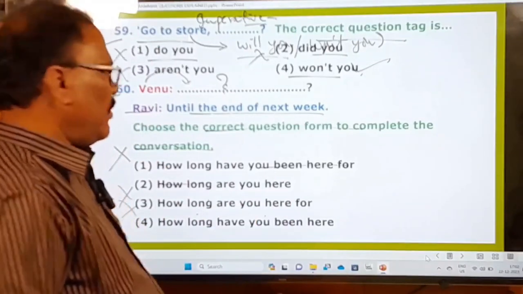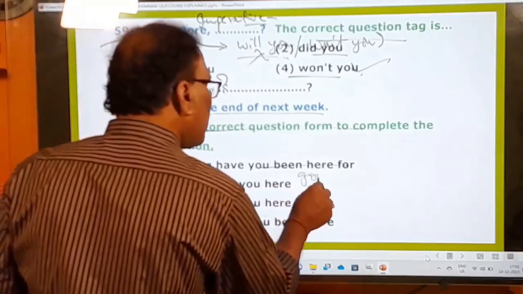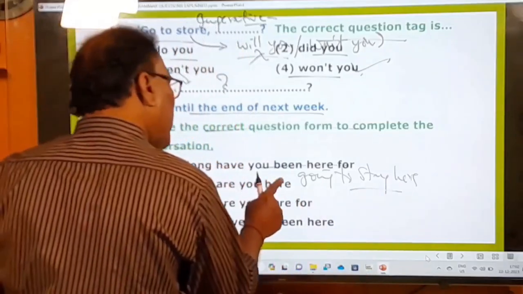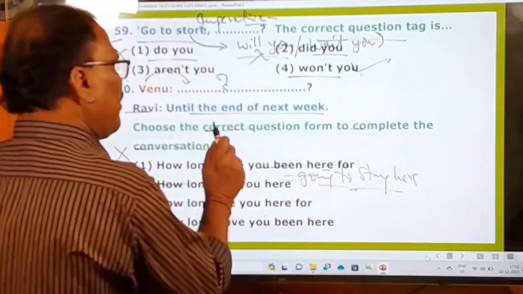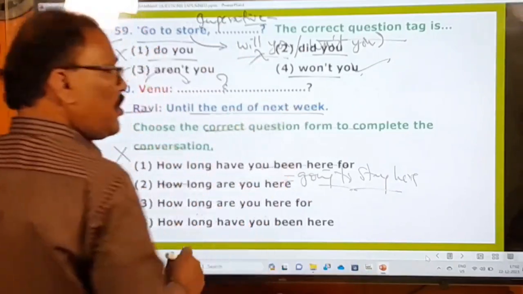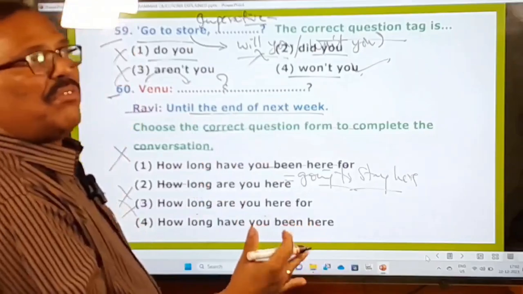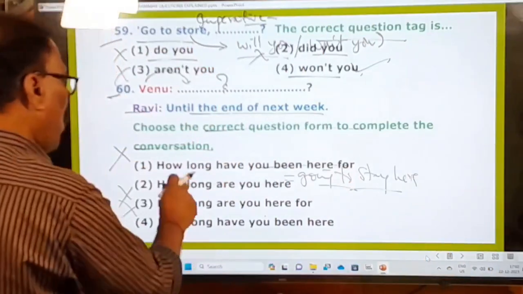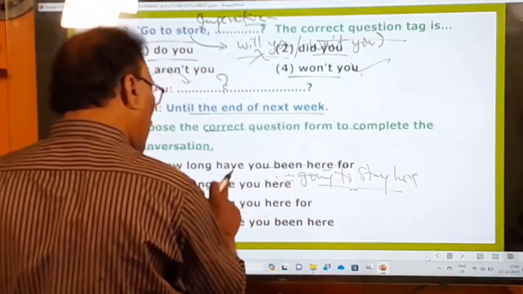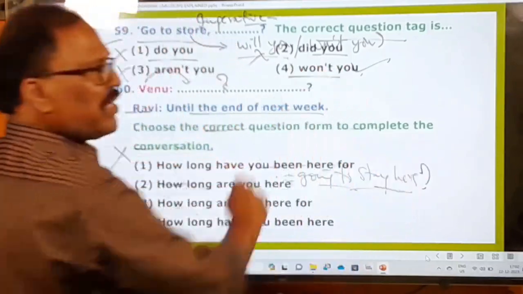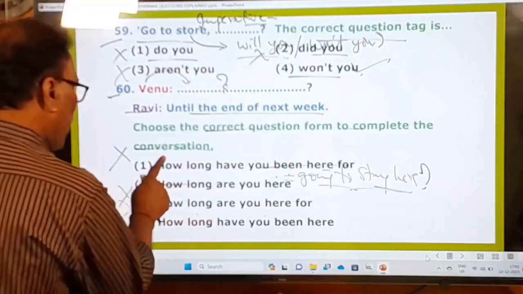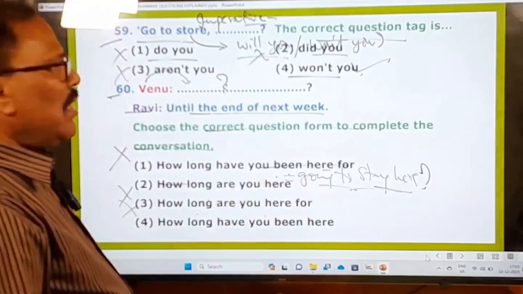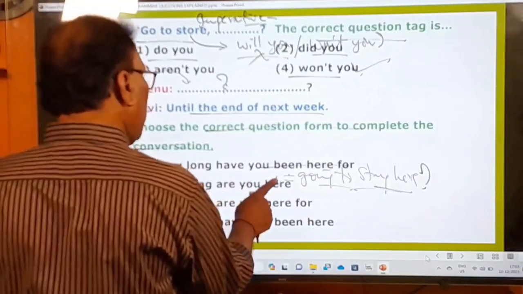ఎంతకాలం ఉంటున్నావు? That means how long are you going to stay here? That is the meaning, because How long are you here means how long are you going to stay here? And that's why until the end of next week. వచ్చే వారము చివరి వరకు ఇక్కడ ఉంటానంటున్నారు. వచ్చే వారము చివరి వరకు అంటే ఎంతకాలం ఇక్కడ ఉండబోతున్నావు అనే క్వశ్చన్ వేస్తేనే కదా. Therefore, how long are you here means how long are you going to stay here? That is the meaning of that. And in these questions, first one, third one, fourth one, you don't get this meaning. And how long are you here is the right question here.